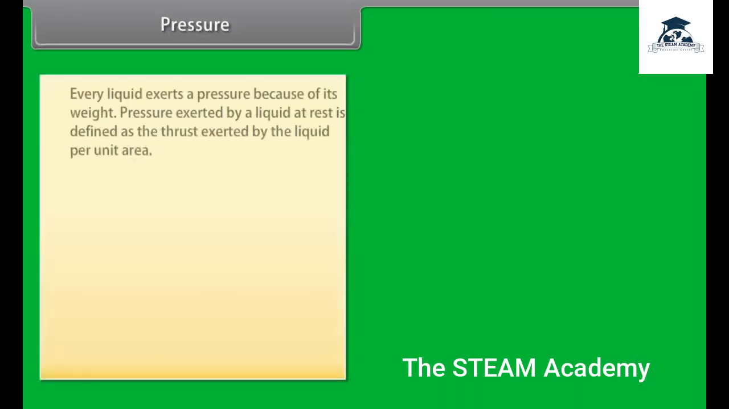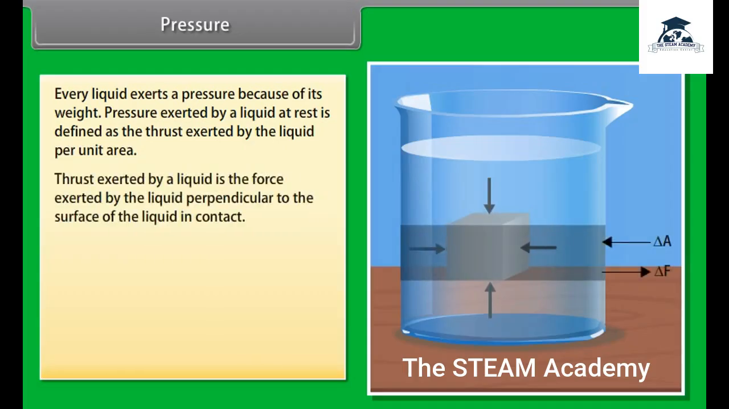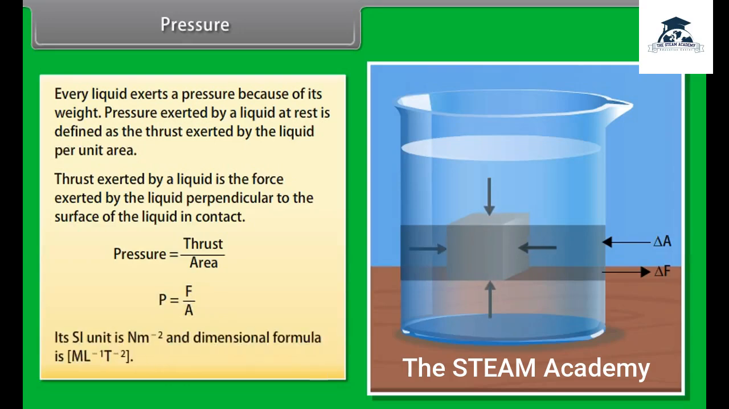Pressure. Every liquid exerts a pressure because of its weight. Pressure exerted by a liquid at rest is defined as the thrust exerted by the liquid per unit area. Thrust exerted by a liquid is the force exerted by the liquid perpendicular to the surface in contact. Pressure is equal to thrust upon area. P is equal to F by A. Its SI unit is newton per meter square and the dimensional formula is M L to the power minus 1 T to the power minus 2.